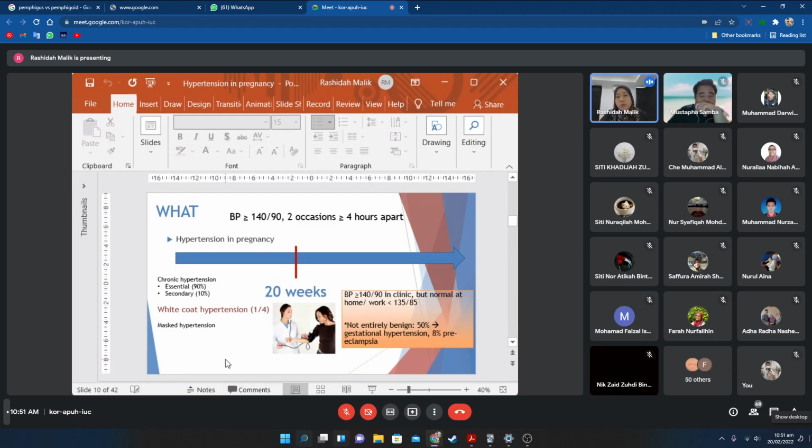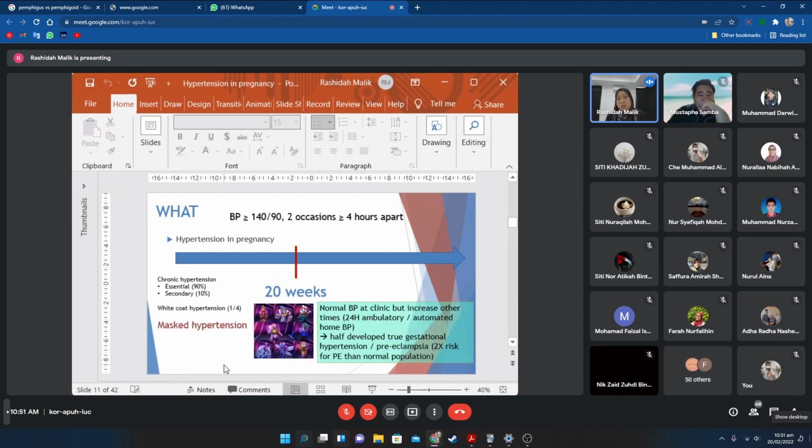Masked hypertension. So what is masked hypertension? So you don't see it. The hypertension is wearing a mask. How? The BP is normal in the clinic, but monitoring at home shows that they have high blood pressure. This is also not benign. Half actually develop gestational hypertension. They have twice higher risk for preeclampsia than the normal population. So it is a diagnostic challenge.